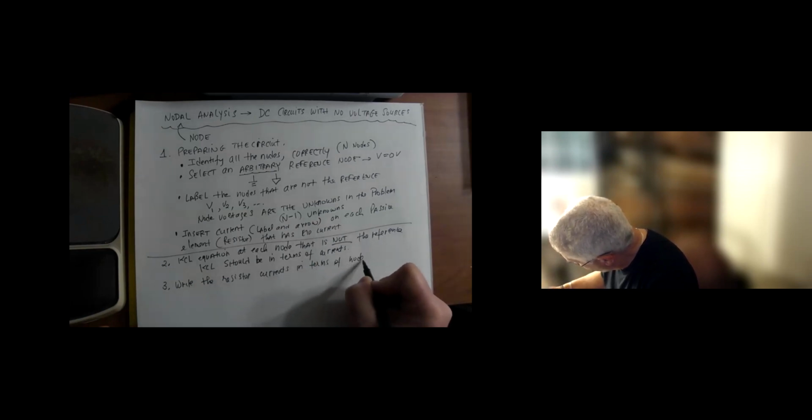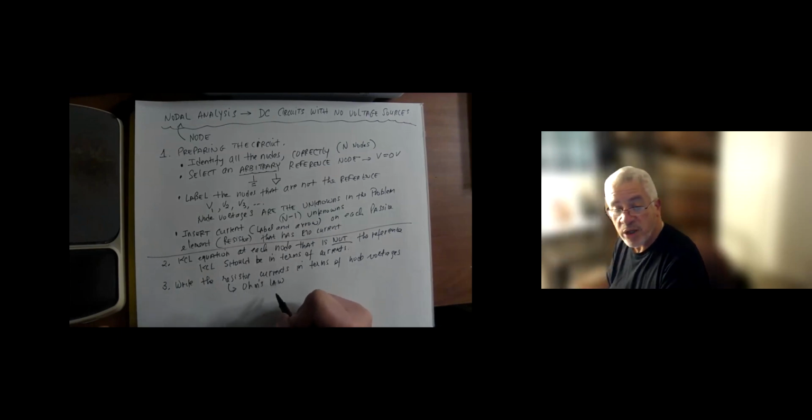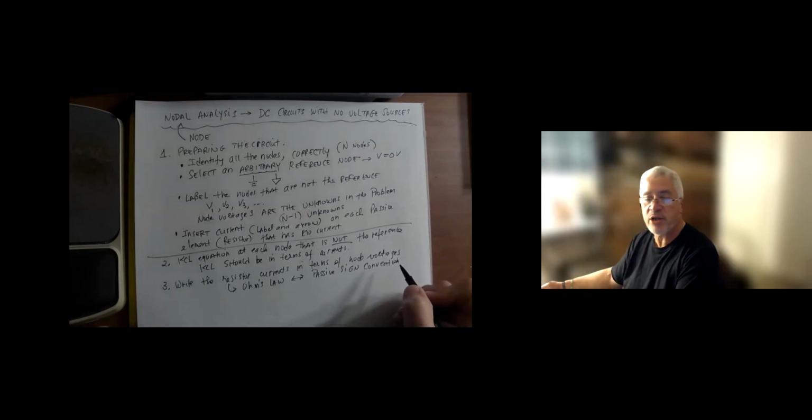Then I want you to step aside and write the resistor currents in terms of node voltages. Basically, Ohm's law. And when you're using Ohm's law, be very careful, be mindful of passive sign conventions. So when we write Ohm's law, we assume current entering in the positive terminal of the voltage.